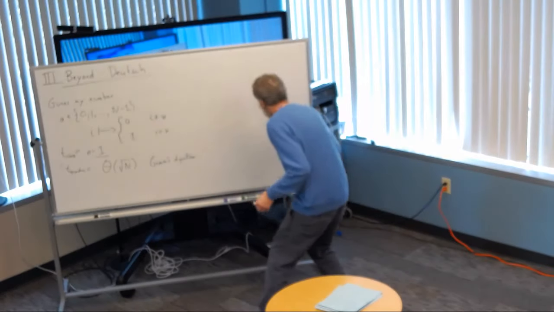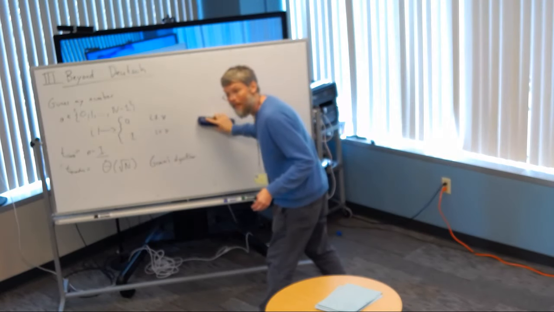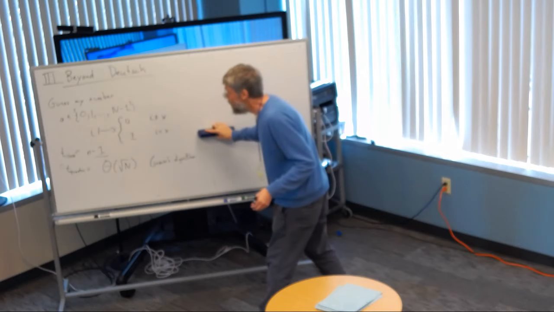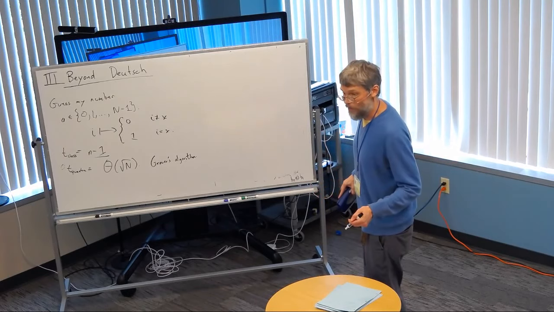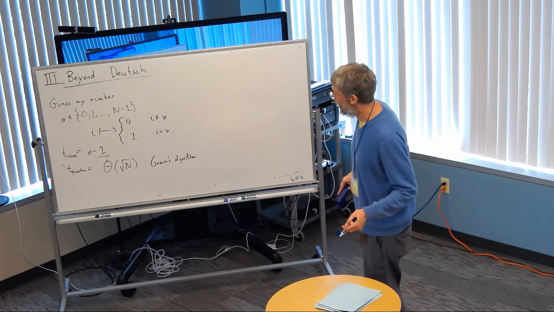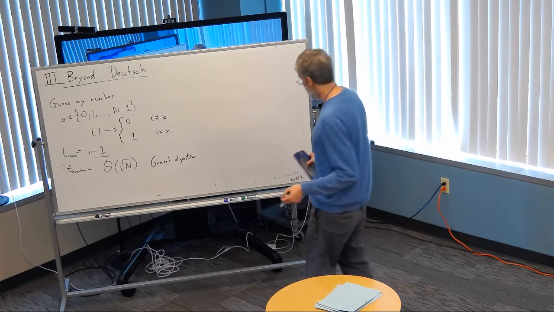Is it root n quantum queries or n minus 1 classical queries? So it's a speedup if these have the same cost, right? If they have the same cost. Yeah, that's right.